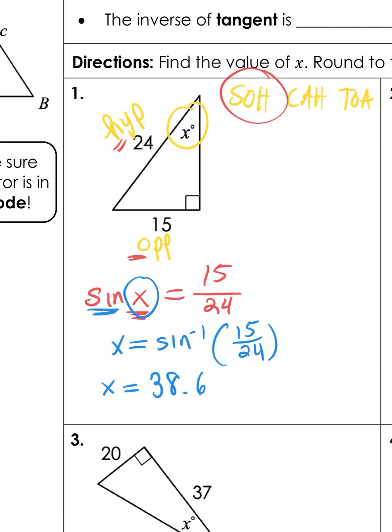38.6. And just round to the nearest tenth and make sure that you put a degree sign because this is a degree measure. This is an angle that we're finding. Okay, so it's not complete unless you put a degree on there or a radian. We're not doing radians yet. You're going to discover what radians are all about in pre-calculus.